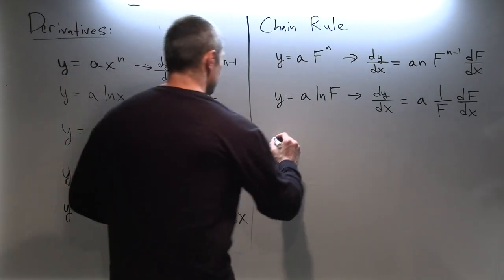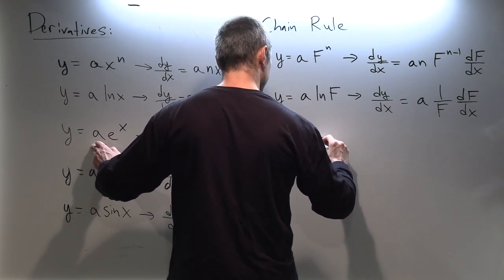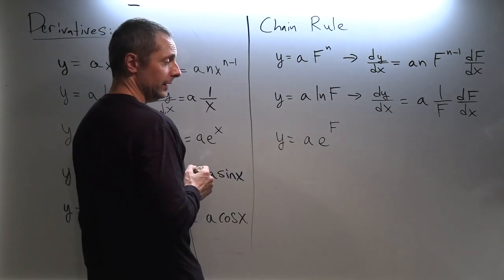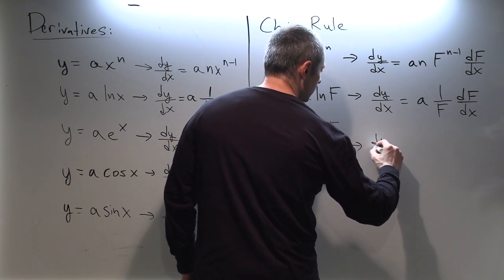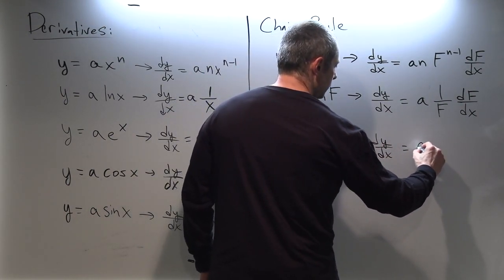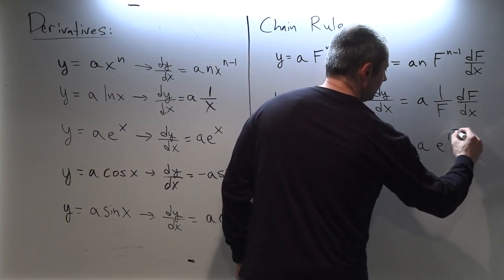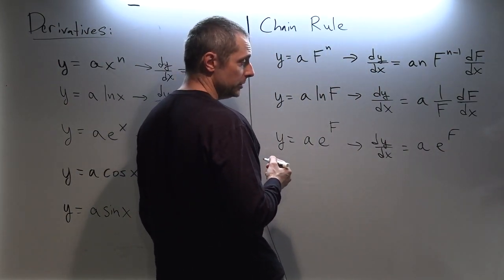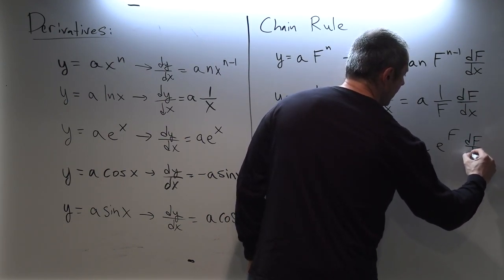Same here. We do the same kind of procedure. If there's a function like x squared in the exponential, then the derivative, the constant a remains. We have e to the f again, because that's the exponential. The derivative of the exponential is just the original function, but we need the chain rule. We multiply by the derivative.